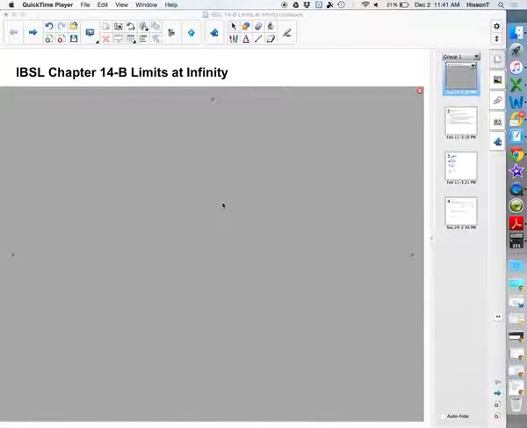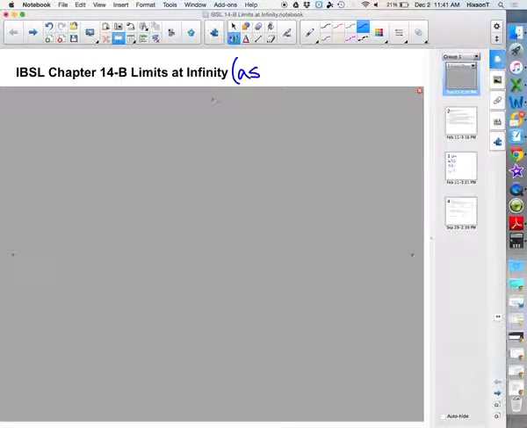So we're talking about limits at infinity, and what we mean by this is we're talking about a limit as x is approaching infinity. Okay? As x approaches infinity, or x approaches negative infinity. Okay? Now, one of the things to understand here is that in a lot of cases, you're going to have functions approaching infinity or negative infinity.